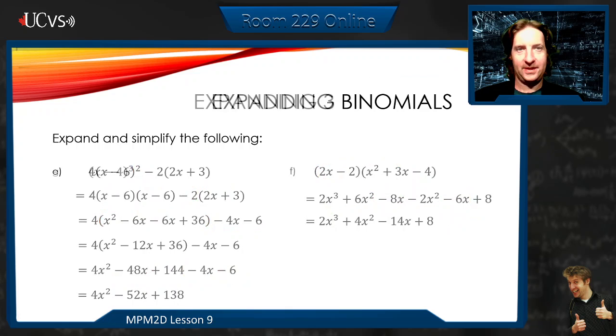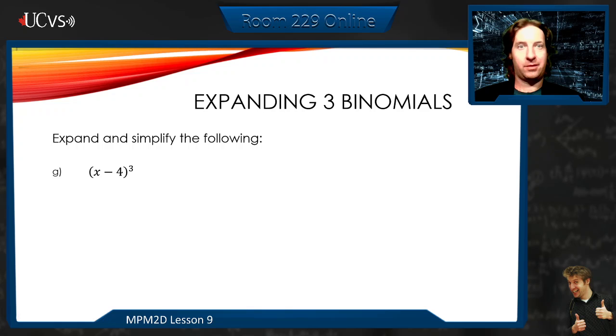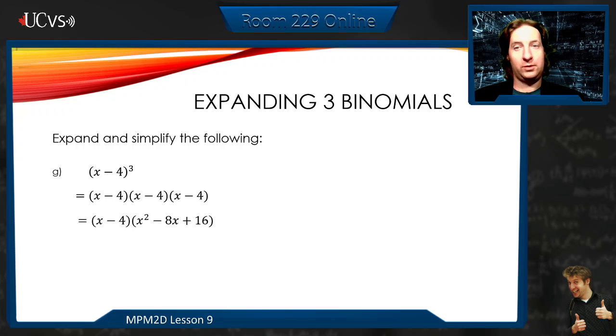Okay, now what happens if we have 3 binomials? X minus 4 cubed. That's going to be x minus 4 times x minus 4 times x minus 4. How am I going to tackle this? I'm going to break it apart. I'm only going to worry about the second and the third bracket first. I'm going to look at this FOIL.